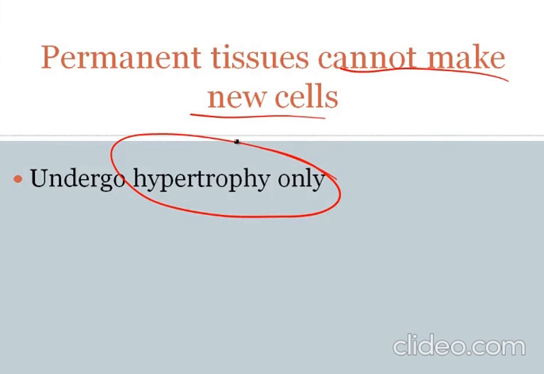So let's take a step back and remind ourselves that in the human body there's basically three permanent tissues. The first of the permanent tissues are cardiac myocytes. The second permanent tissue is skeletal muscle.